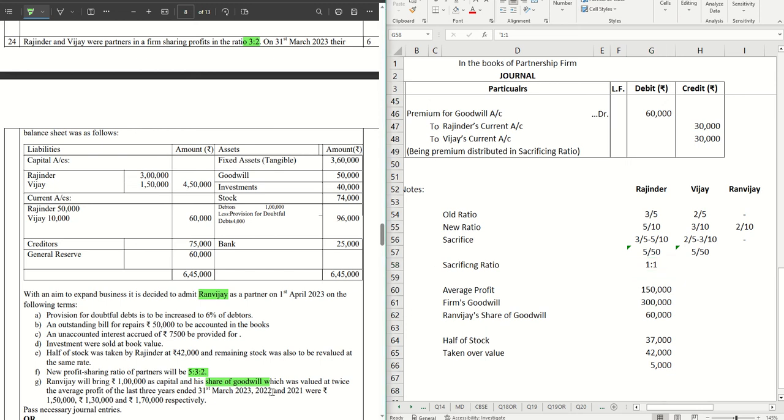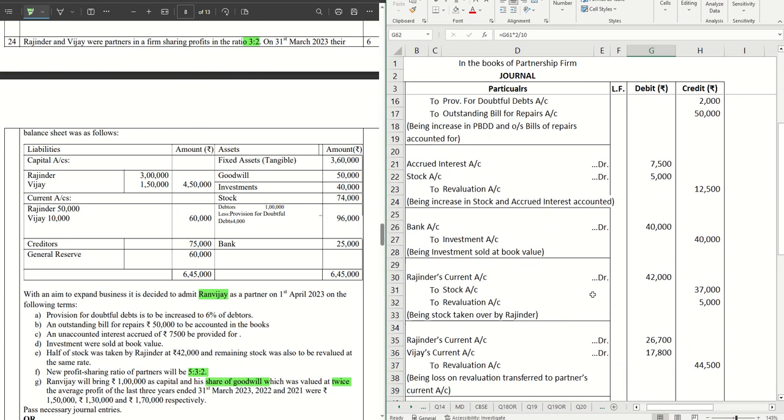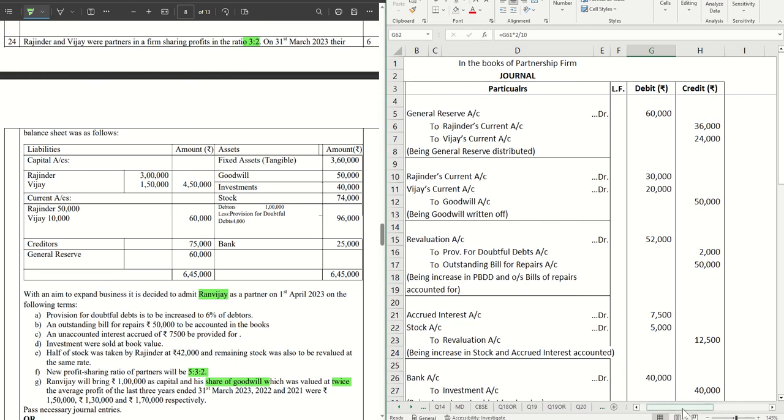For calculation of goodwill, this is valued on the average profit of the last 3 years, twice the value of average profit. So the average profit is coming to 1,50,000, the average of these three amounts. The firm's goodwill is twice that, which means 3 lakhs. Ranvijay's share of goodwill is just one fifth of 3 lakhs, which is coming to 60,000. All right. So having this information ready with us, now we can straight away jump into the journal entries.